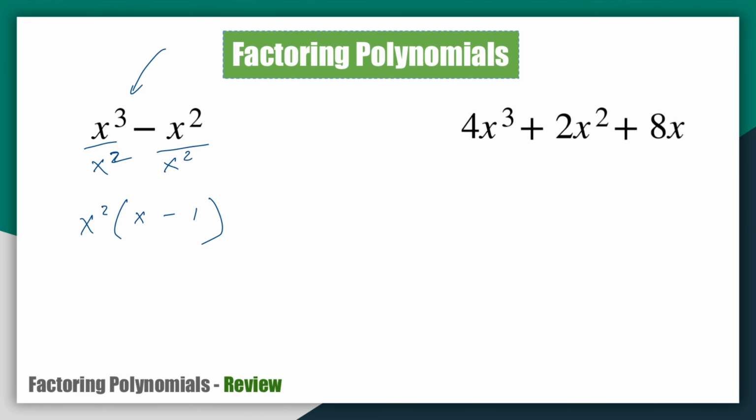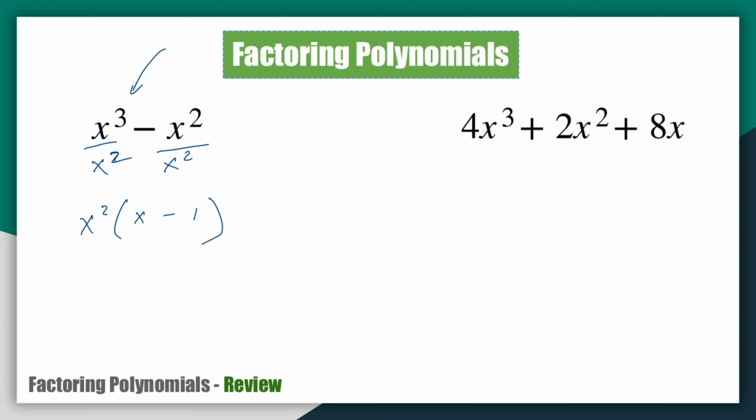Pretty simple, right? Now the important part about this is that sometimes after you do this step of taking out a greatest common factor, you might end up with an expression that could be factored again by a different method. In this case, x minus 1 can't be factored any further, but what if I ended up with an x squared minus 1 there? That would be a situation where I could keep factoring it a different way.